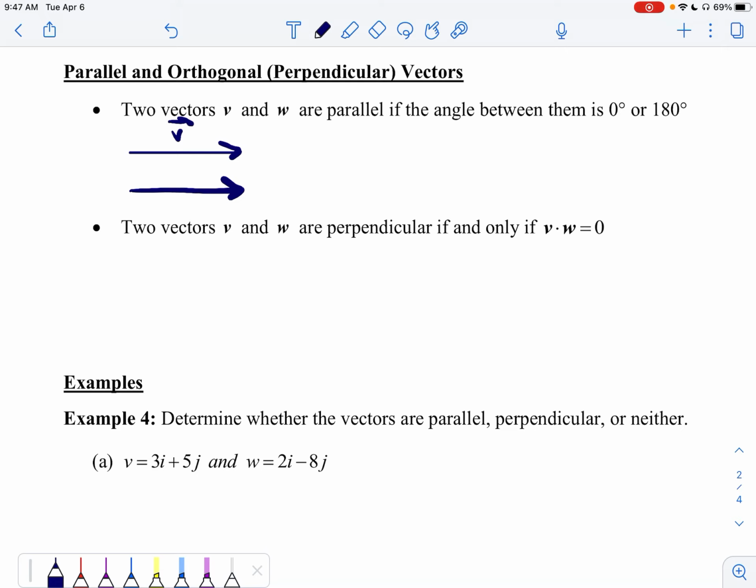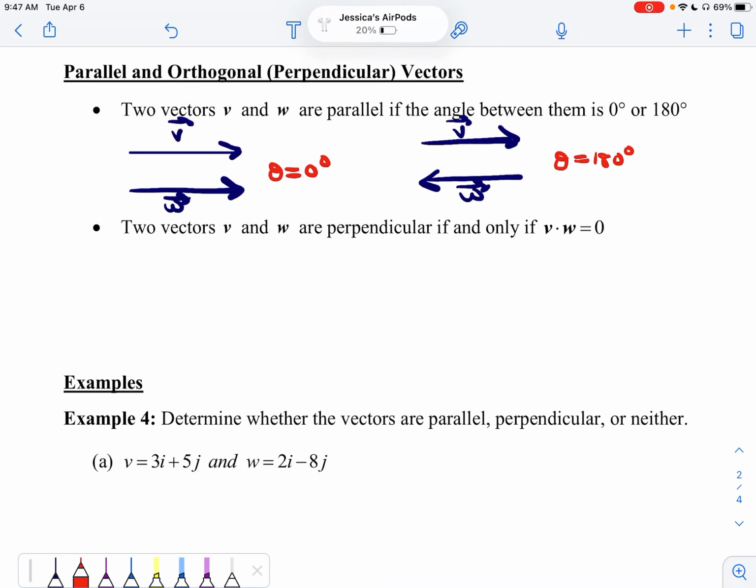So this is our V and this is our W, and they're pointing in the same direction, meaning the angle between them is 0 degrees. Or they're pointing in exact opposite directions, meaning the angle between them is 180 degrees. Okay, so in either case, if the angle between our two vectors is 0 degrees or 180 degrees, then we can conclude that those two vectors are parallel to one another.